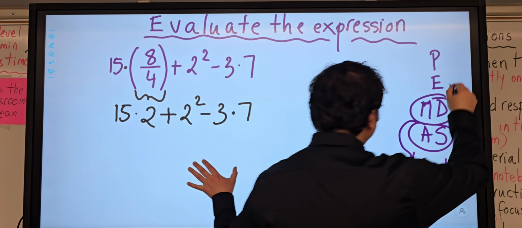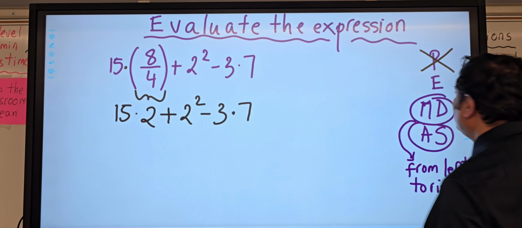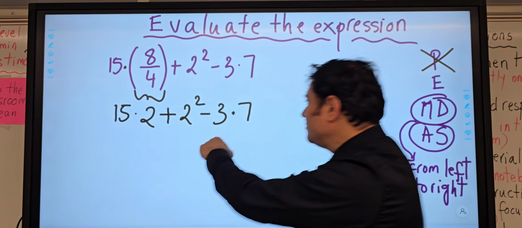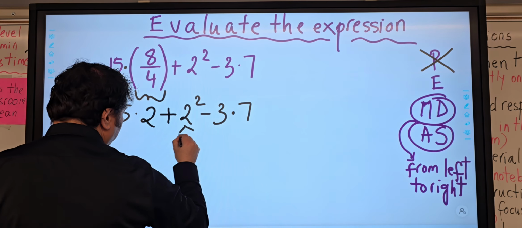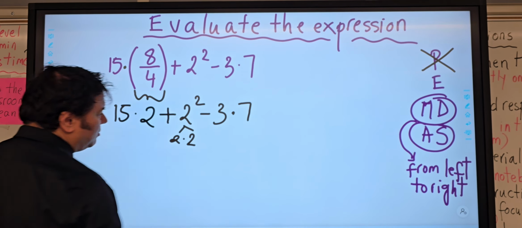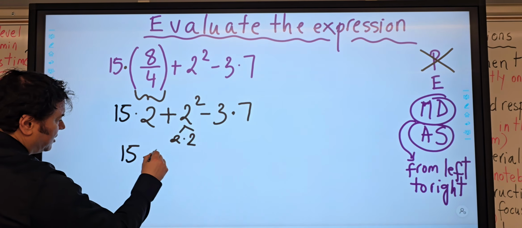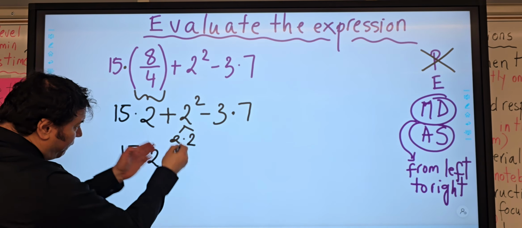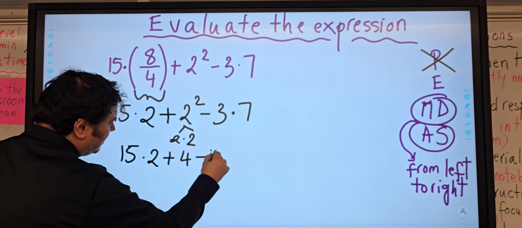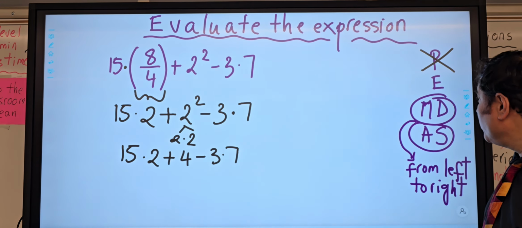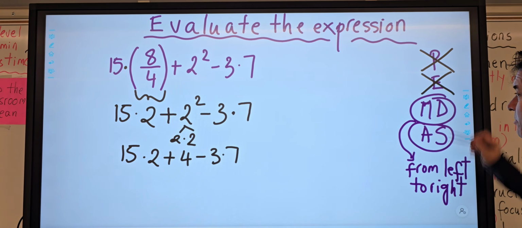So the parenthesis is done, and we don't have parentheses anymore. Now let's see if we have any exponents, and yes we do. 2 squared means 2 times 2, which is 4. So we have 15 times 2 plus 4 minus 3 times 7. We also used the exponents, no more exponents.